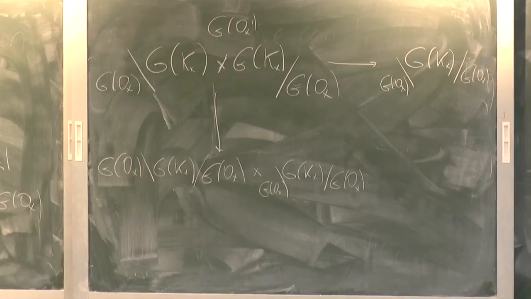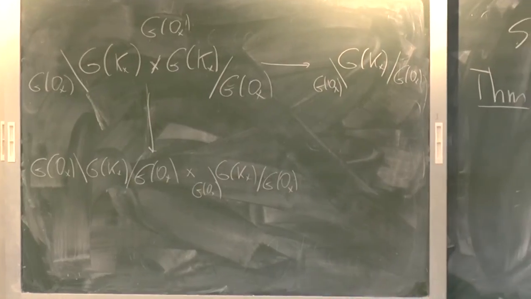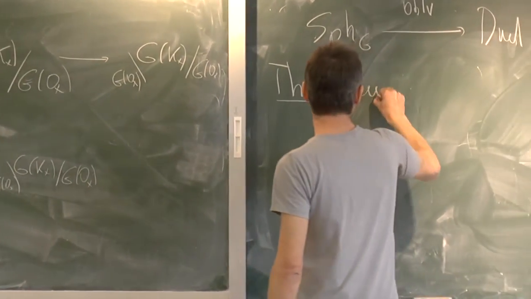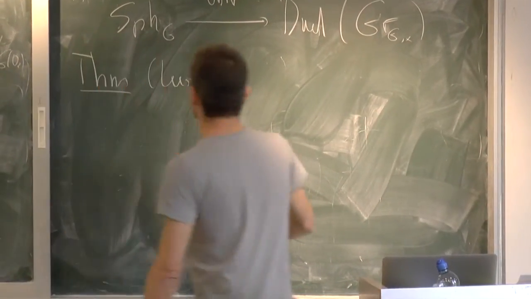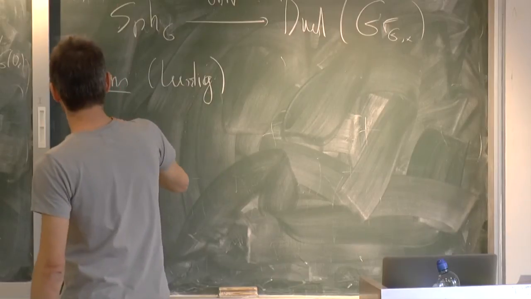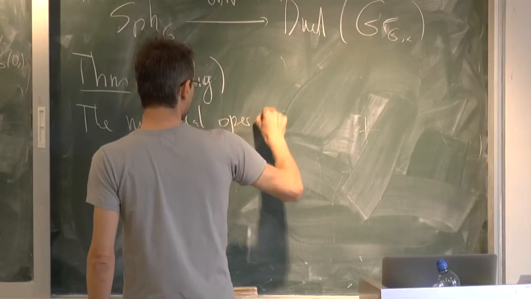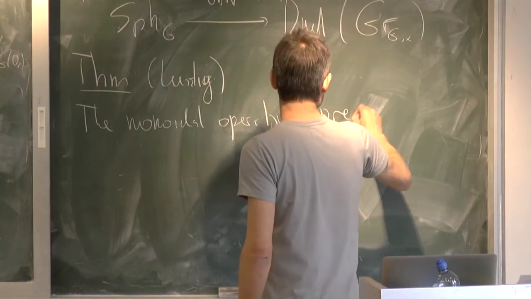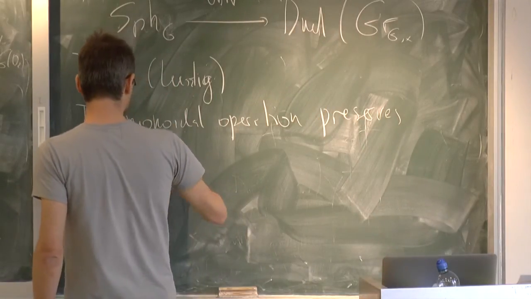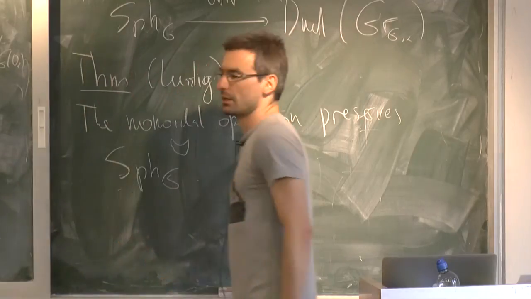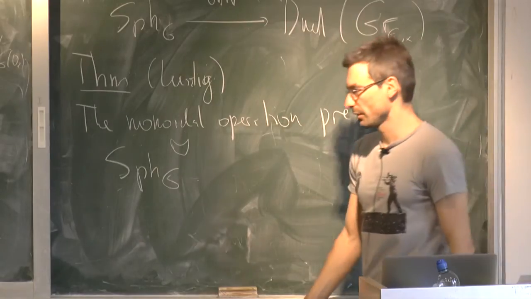Okay, so now there's a basic theorem, and I'm forgetting who the proper attribution goes to, probably Lusztig, that says that the monoidal operation preserves the heart. So therefore, this heart becomes an abelian category with a monoidal structure.